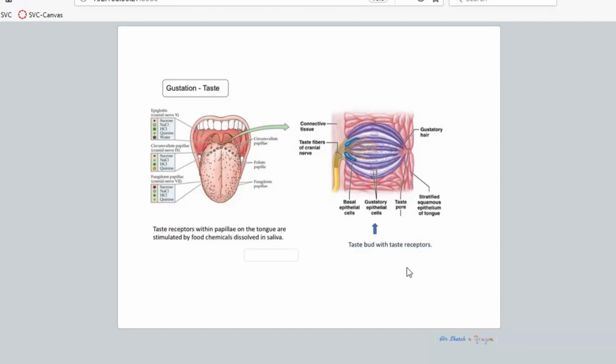Gustation, or taste. On the tongue here, we have these little nipple-shaped projections called papillae, and within those papillae we find taste buds. These taste buds contain taste receptors. So what happens here is that food chemicals dissolve in saliva, and that allows these sensory receptors to detect those food chemicals. Once they're stimulated, that taste information goes to the brain for processing. And by the way, we don't taste it until it hits the central nervous system.